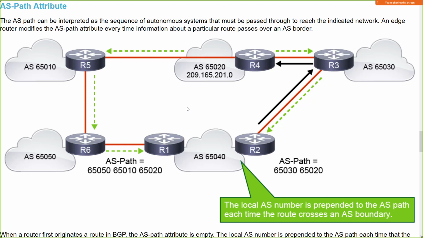Now we can manipulate this. I can do something called AS Path Prepending, where, in order to make a path appear to be longer, I could add my AS path multiple times if I wanted to. So I could come into router 2 and say, to get to 209.165.201.0, it's going to be AS 65040, AS 65040, AS 65040, then AS 65030, then AS 65020. So I'm basically tricking the router into thinking that it's more hops than it really is.